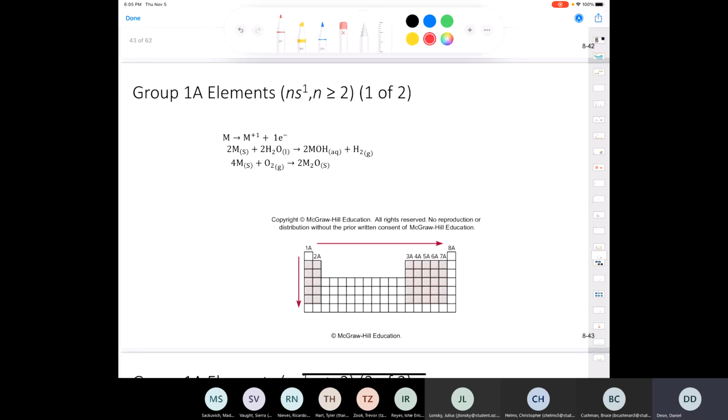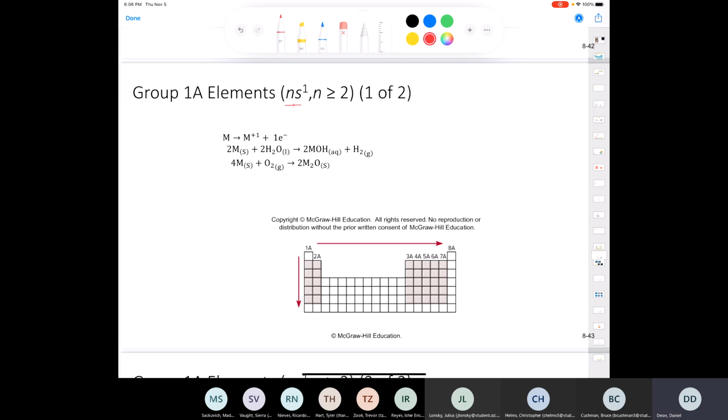All right, let's talk about the group 1A elements for a few minutes here, and we'll just talk about some generalities about the group 1A elements. The first thing that you need to know about them is that they all have the same outer electron configuration, don't they? They all end with ns1. Okay, so they all have one valence electron in the s orbital.